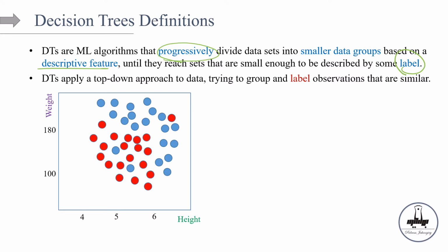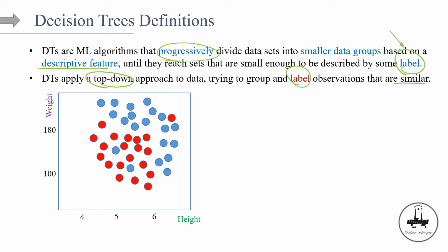If it is qualitative, it's decision tree classification. If it is quantitative, it's decision tree regression. We're going to see many more examples, and it should make more sense. Decision trees apply a top-down approach, right? Because we start at the very top of the tree and then we come down. So this is a top-down approach to data, trying to group and label observations that are similar to each other.